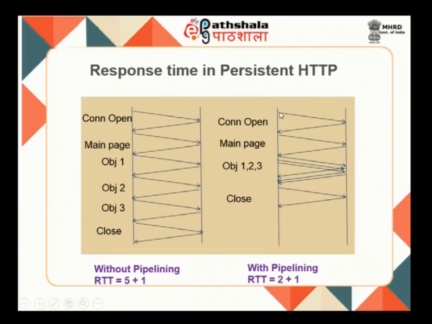Whereas, if you did persistent HTTP with pipelining, look at what will happen here. I first open the connection, then send the request for the main page and get it. As soon as I get the main page, I know that there are 3 objects in it. So, I send all these 3 requests back to back, one following the other, in a pipeline manner. The 3 responses also start coming in a pipeline manner. So, in just about 1 RTT, I get back the responses for all the 3 objects as well. The total time will be 3 RTTs to retrieve all the information in the web page, plus 1 to close the connection.